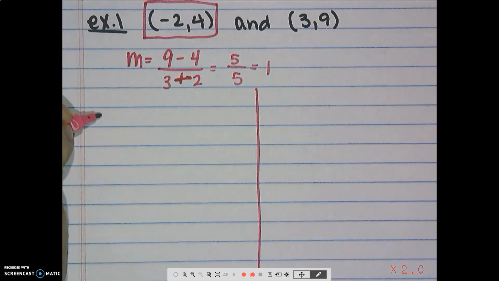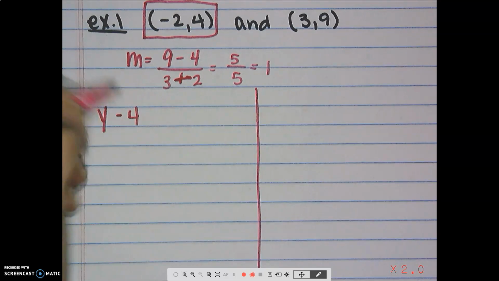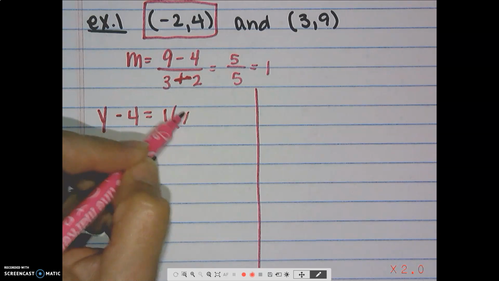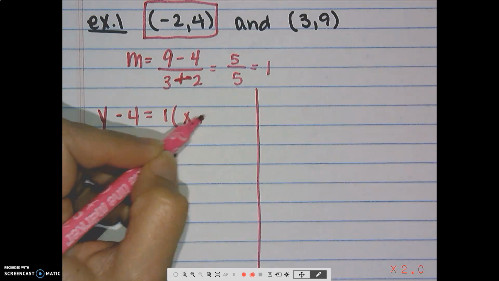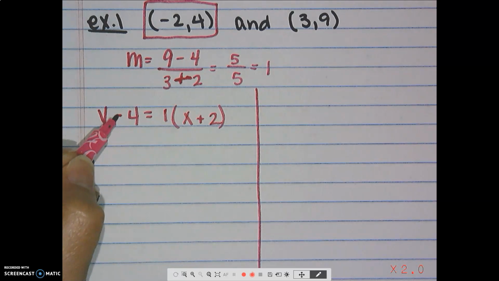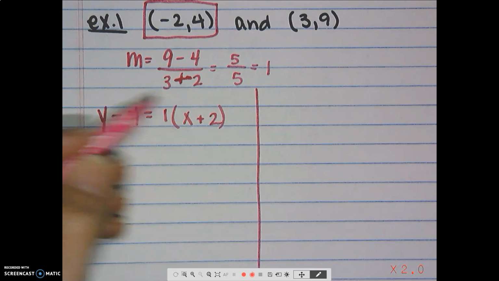Here's my slope. So we have y, since this is a positive 4, we're going to say y minus 4, equals our slope 1, times x, that's a -2, so we're going to flip the sign of it to be plus 2 when we plug it into this formula. This is point slope form because we used a point and a slope. All right, so that's part of our answer.